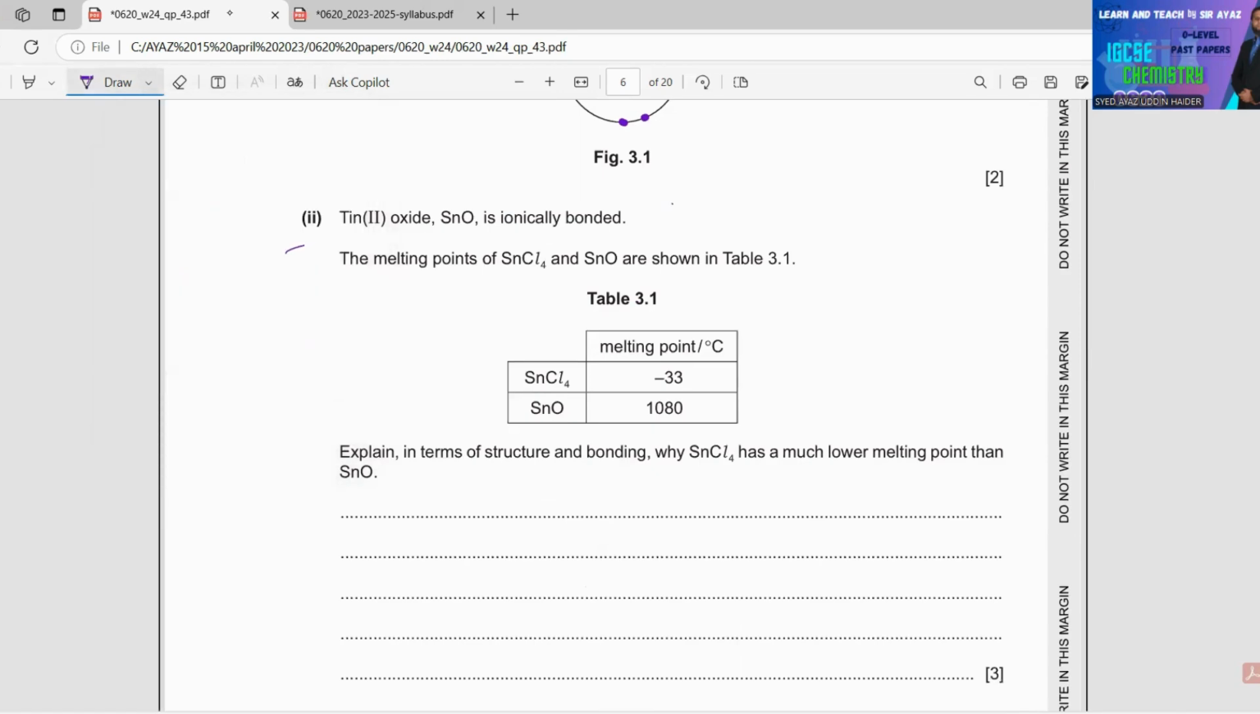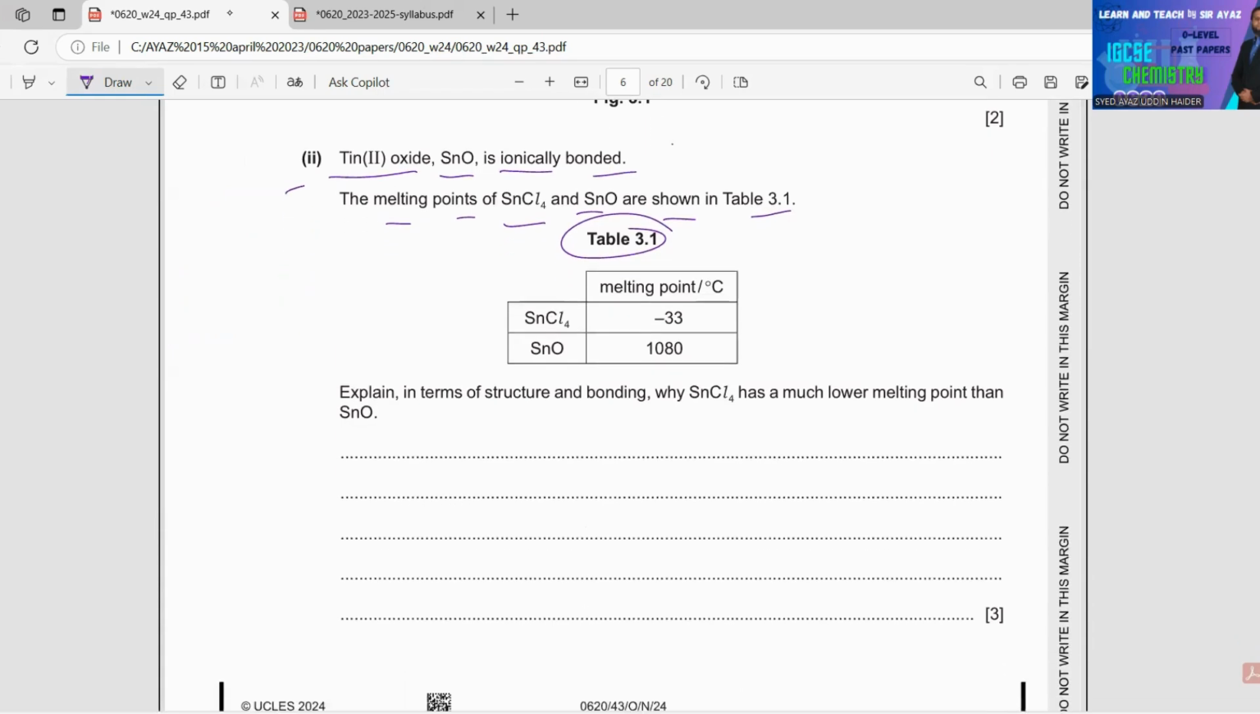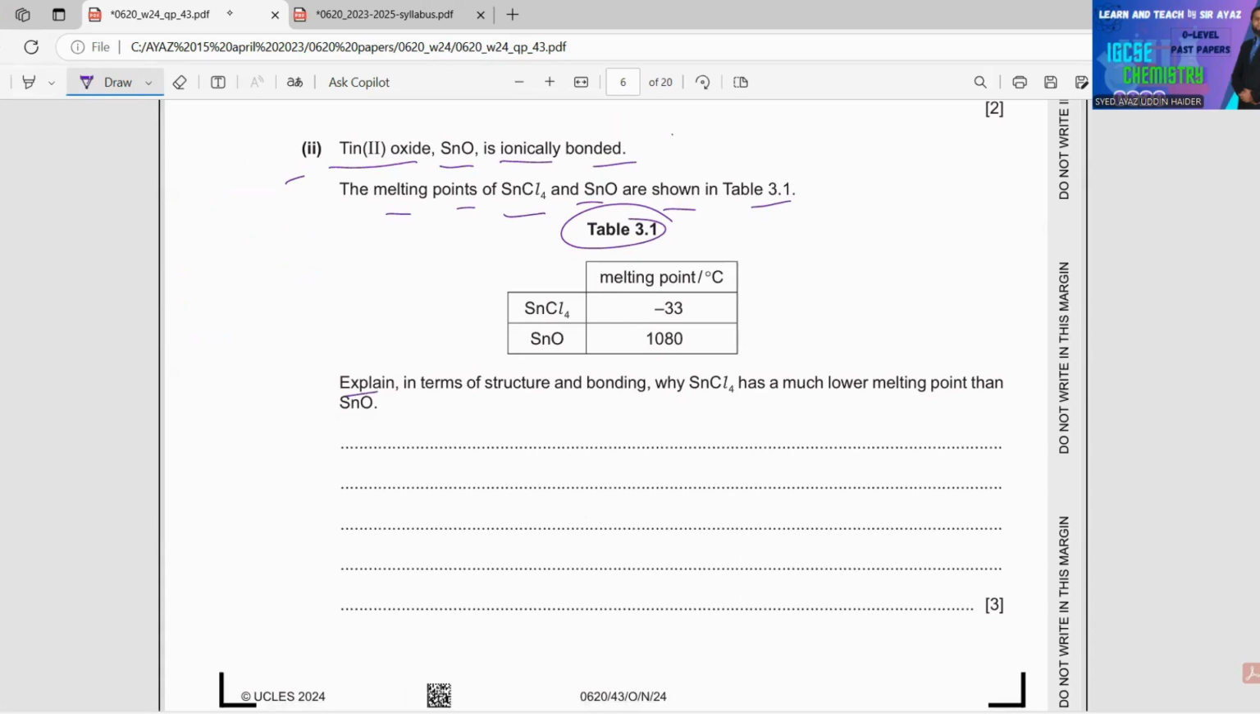Moving to the next part, which is part 2. Tin(II) oxide, SnO, is ionically bonded. The melting points of SnCl4 and SnO are shown in table 3.1. Here is table 3.1. The melting points of both SnCl4 and SnO are provided. Explain in terms of structure and bonding why SnCl4 has a much lower melting point than SnO. Now, this question is of 3 marks.